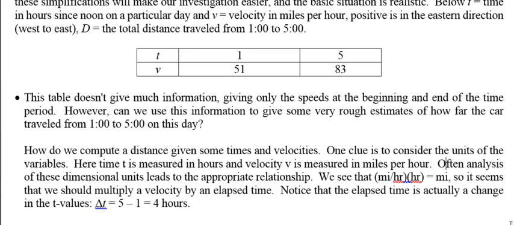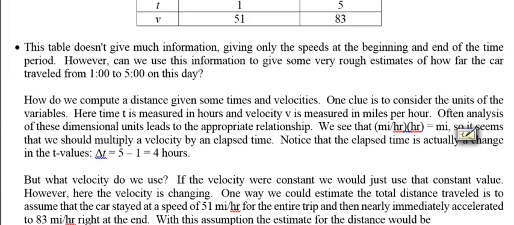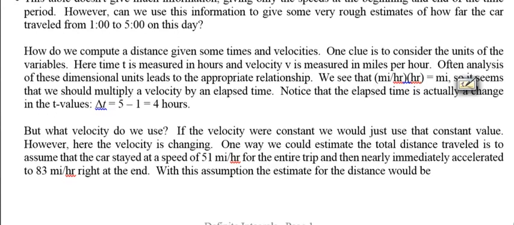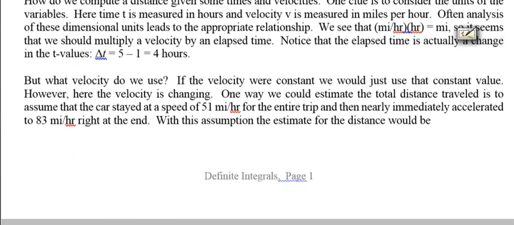I know if I take this 4 hours and multiply it by velocity, well, we have 2 or 3 choices here, but one choice is to suppose we use the 51 miles per hour, for example. Well, what does this basically assume? This assumes that it stayed 51 miles per hour for the whole trip, and just right at the last minute zoomed up to 83 miles per hour. So if we assume it was basically 51 miles per hour the whole time, then what would our estimate be?